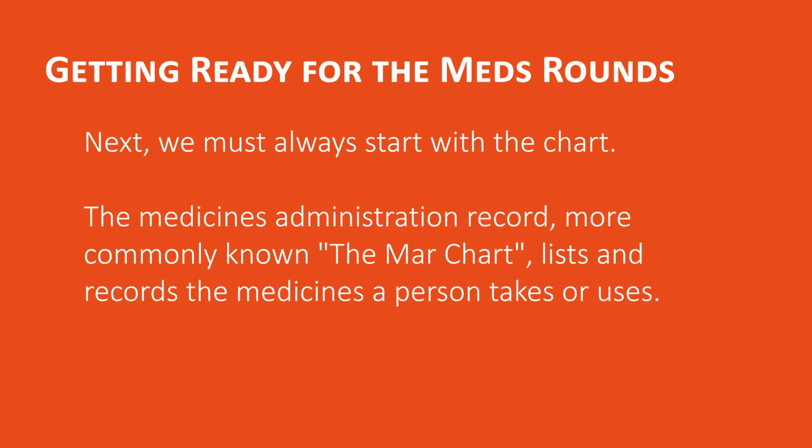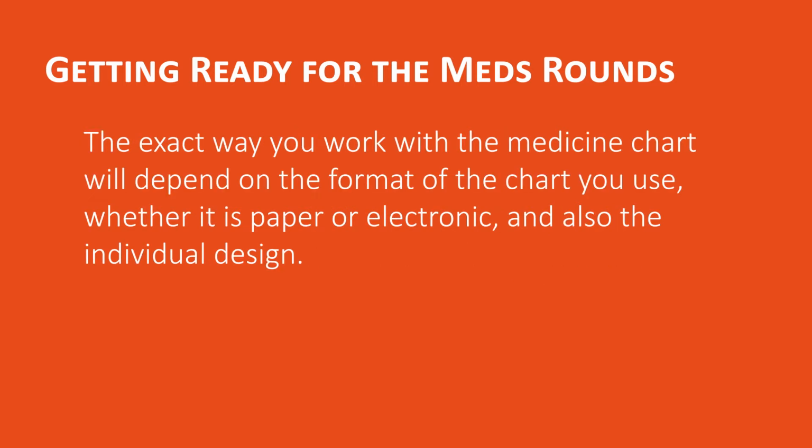Next, we must always start with the chart. The Medicines Administration Record, more commonly known as the MAR chart, lists and records the medicines a person takes or uses. The exact way you work with the medicines chart will depend on the format of the chart you use, whether it's paper or electronic, and also the individual design.